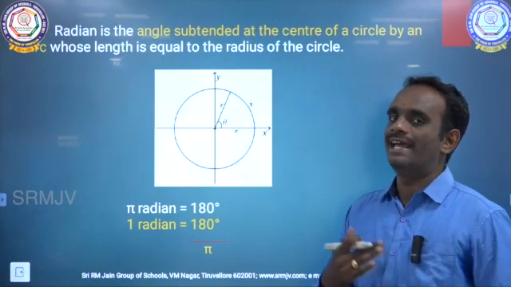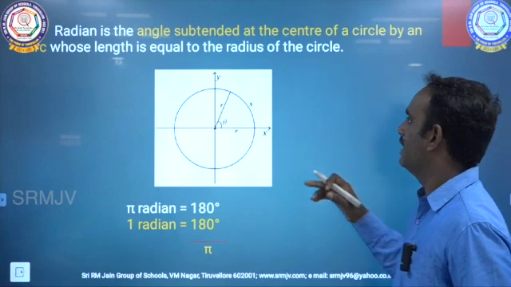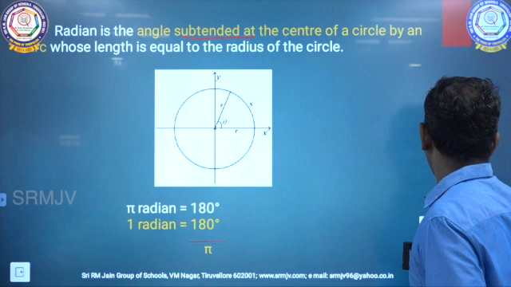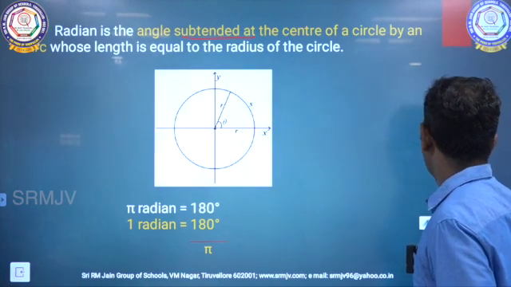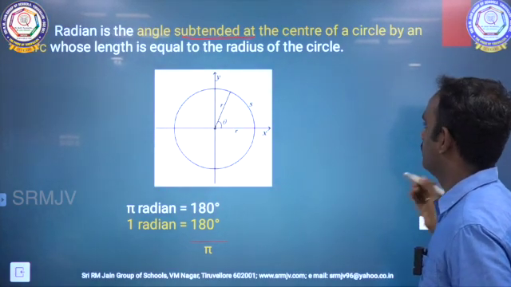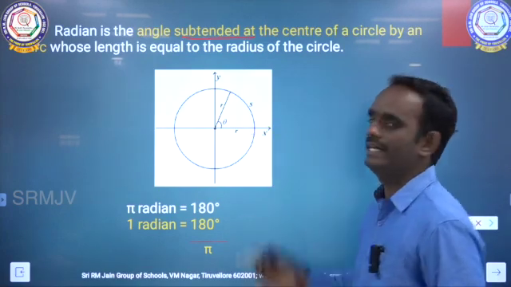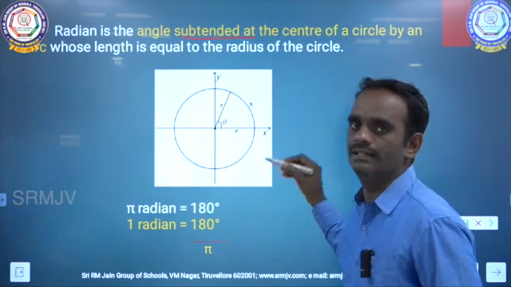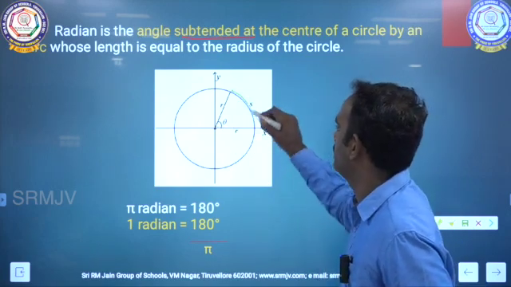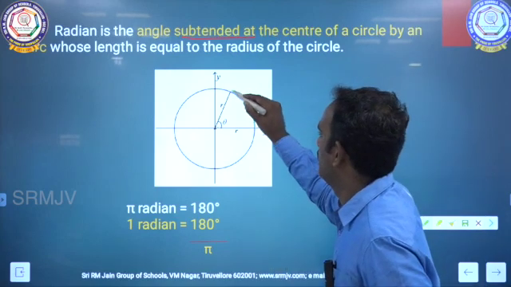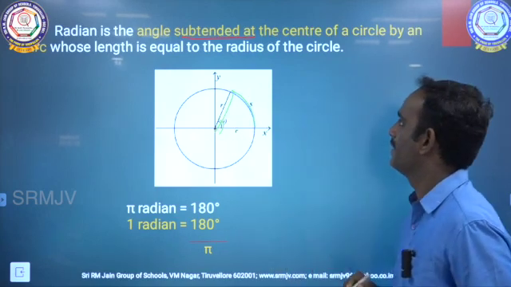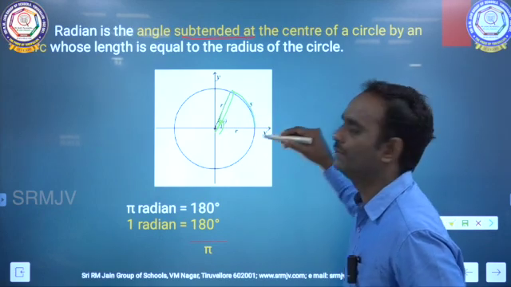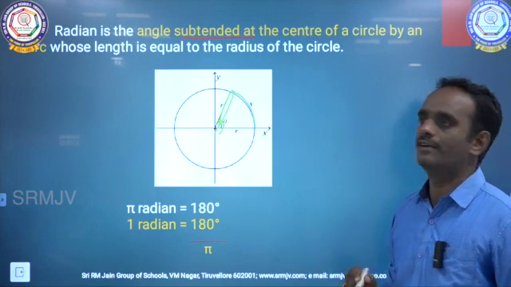Next one is radian. Radian is the angle subtended at the center of the circle by an arc. So, radian is nothing but angle subtended at the center of the circle. See here, this is a circle, we put one small arc here and this is said to be radian, the angle between here to here, and this length is equal to the radius of the circle. Can you get my point children?